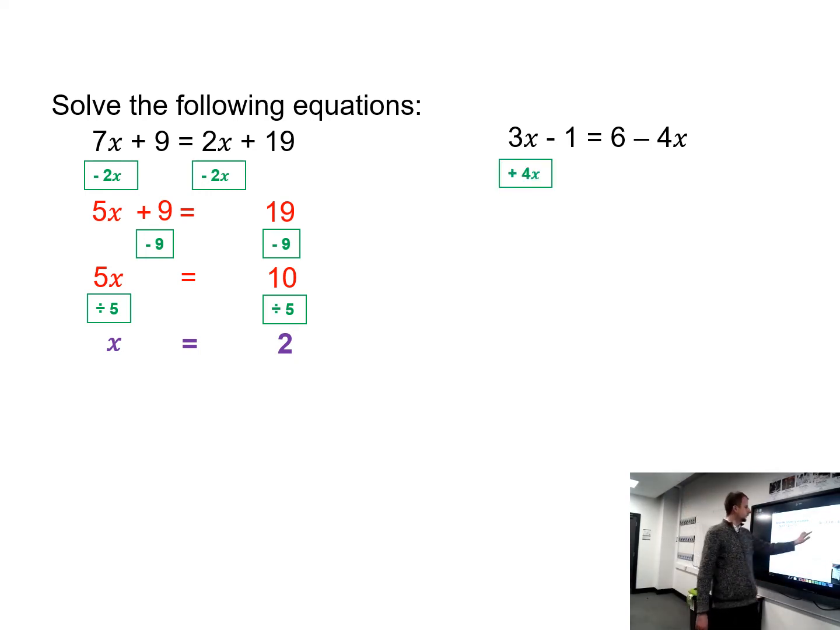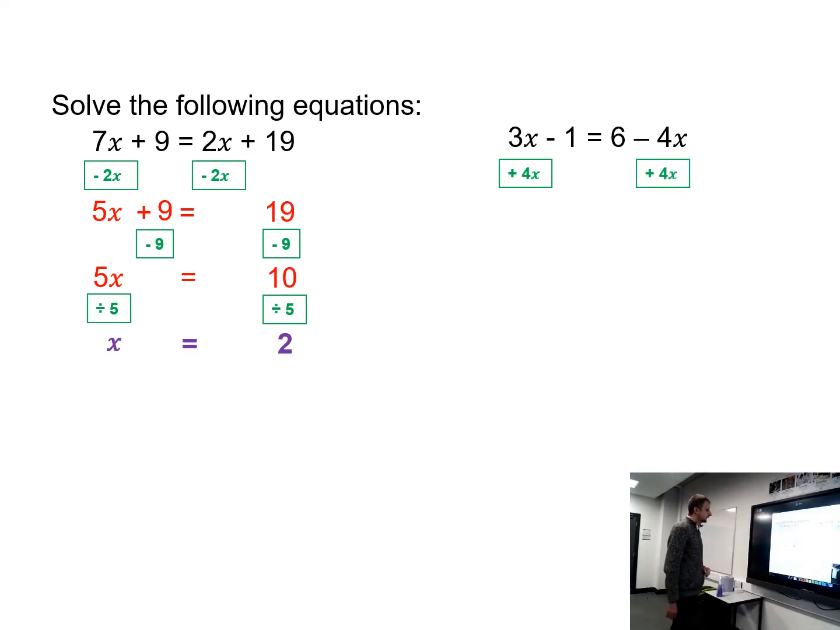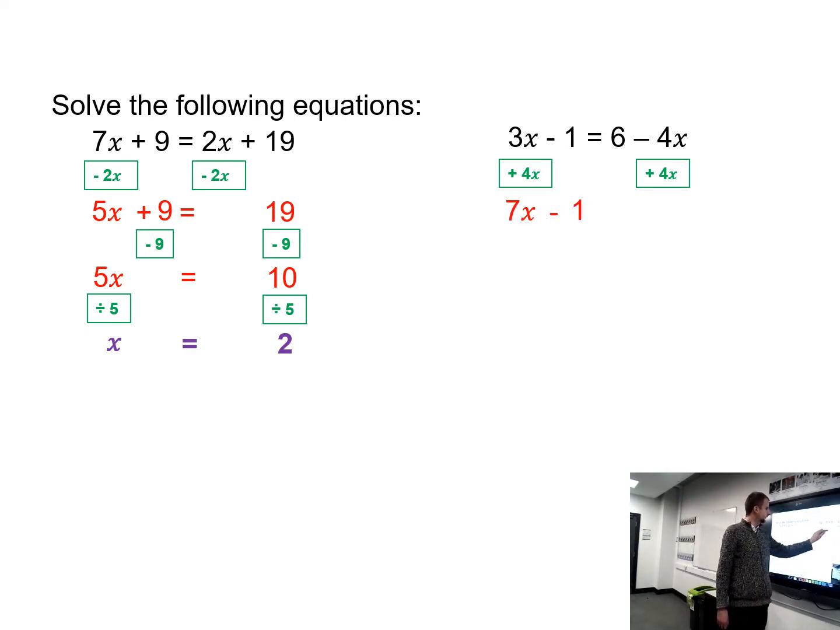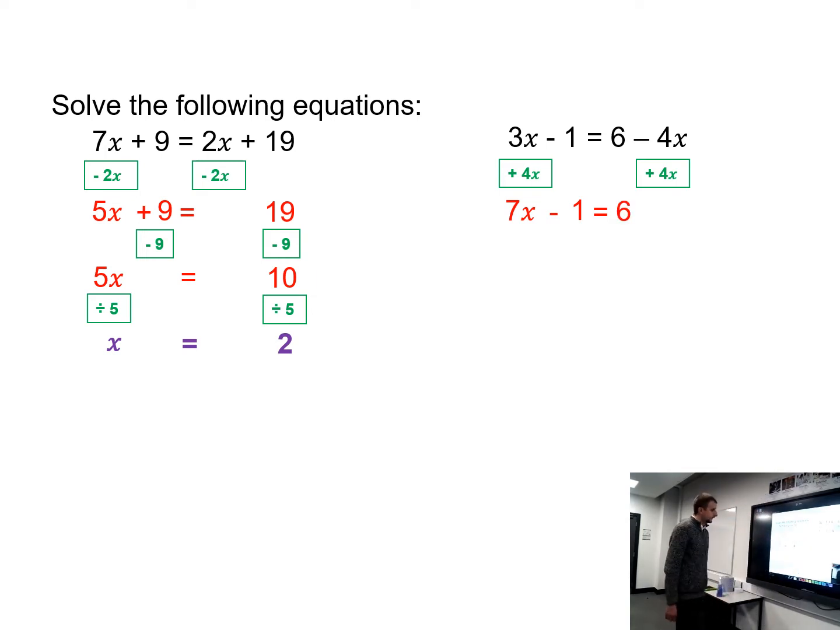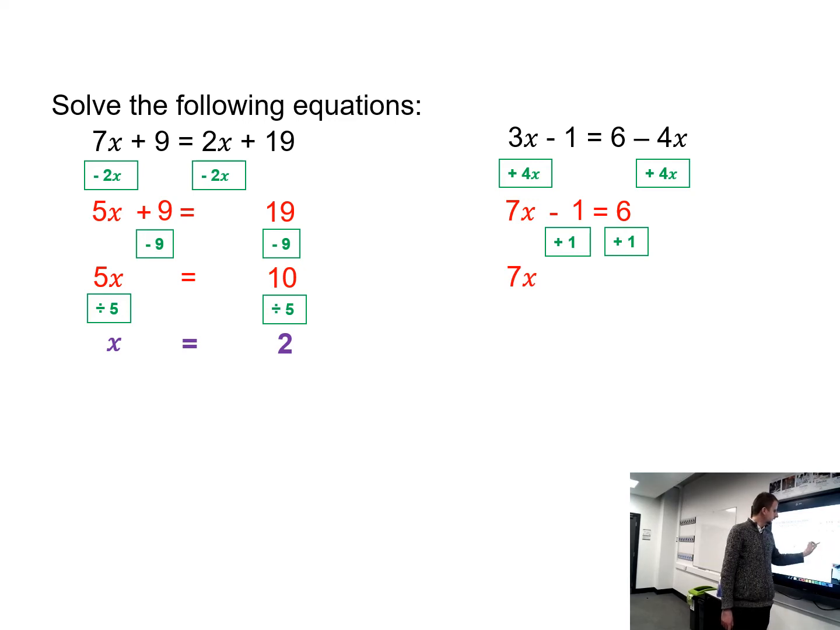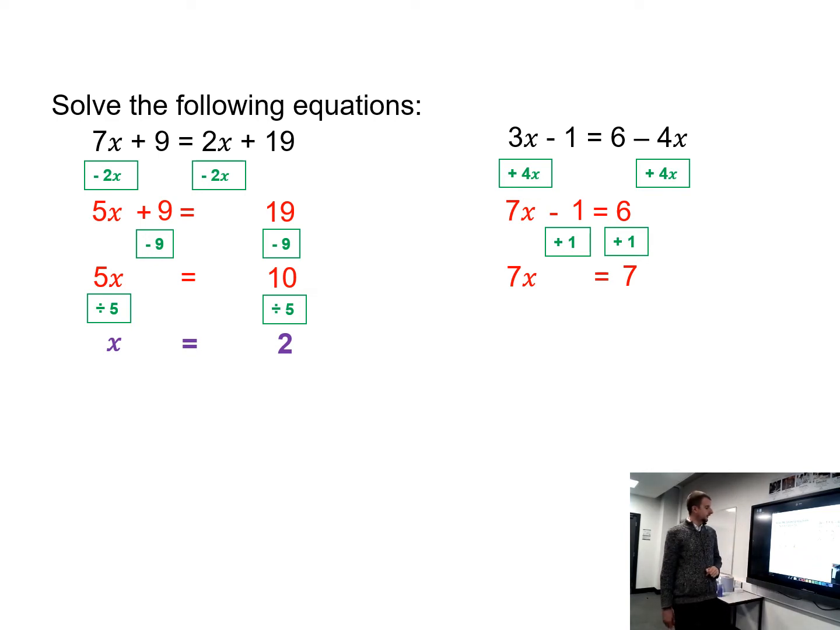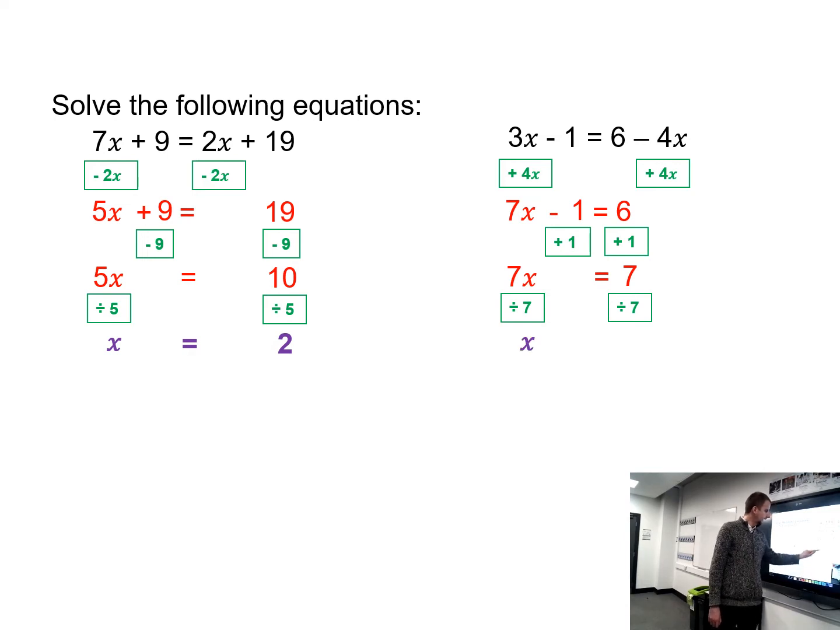Second equation, what can we do? We're going to add 4x to both sides. And so we're left with 7x minus 1 is equal to 6. Then we can have the 7x on its own, so to do that we need to add 1 to both sides. So we're left with 7x is equal to 7, and then we want x on its own, so we divide by 7 both sides, and we'll get x is equal to 1.